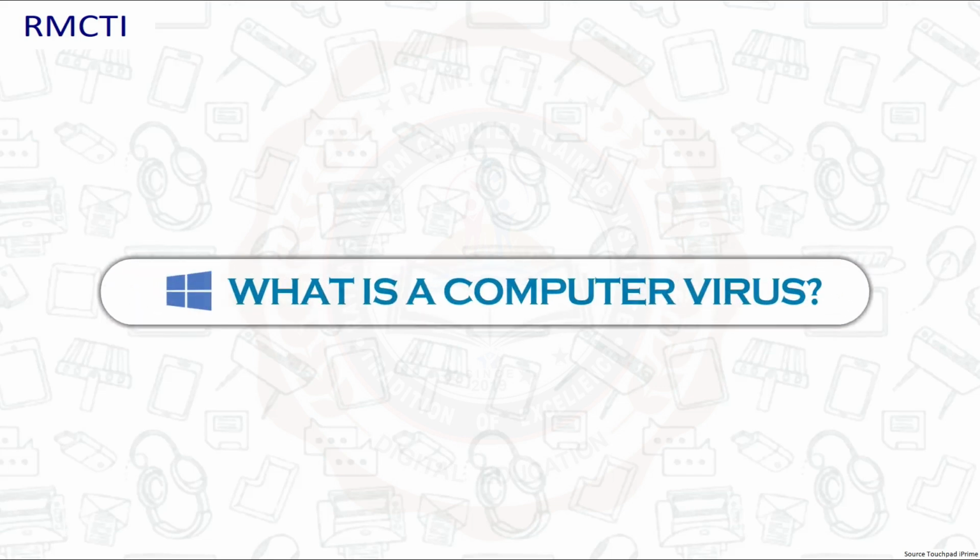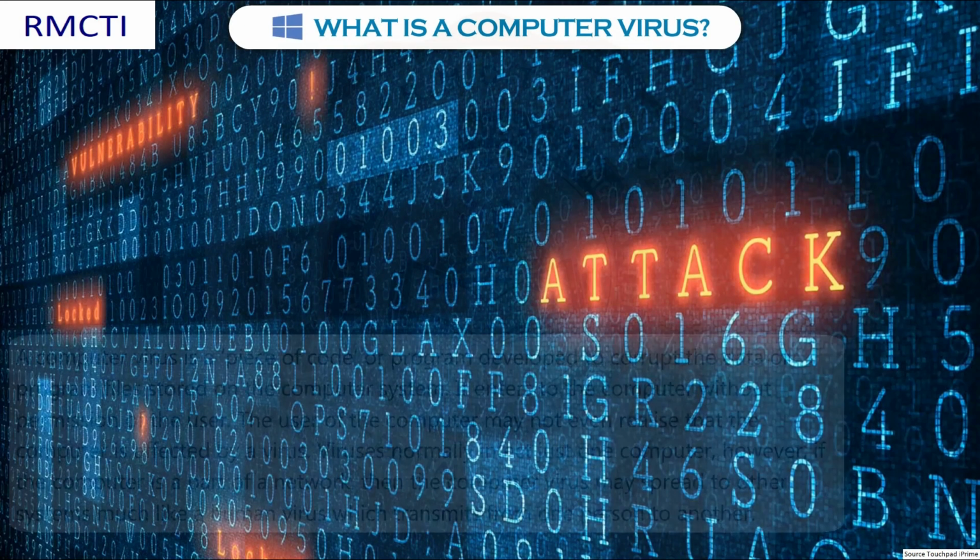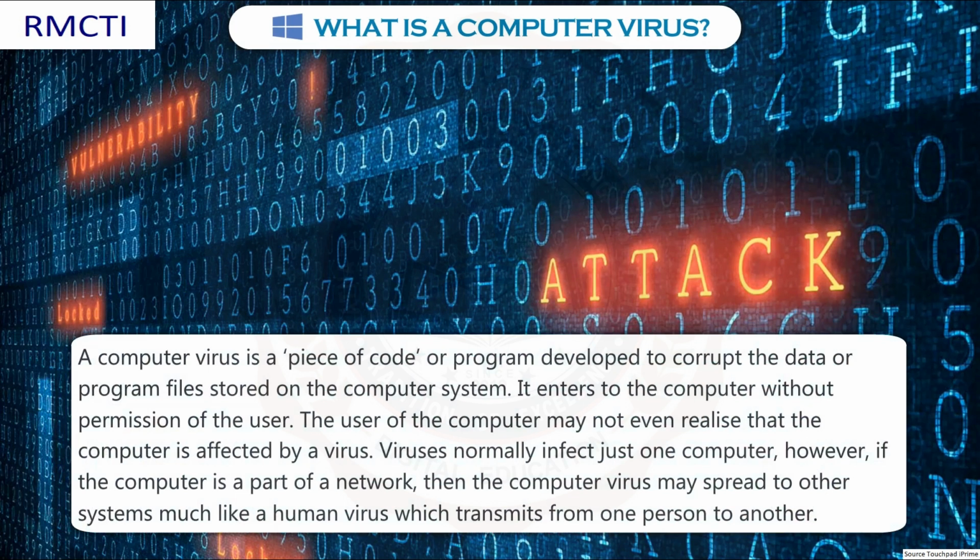What is a computer virus? A computer virus is a piece of code or program developed to corrupt the data or program files stored on the computer system. It enters the computer without the permission of the user. The user of the computer may not even realize that the computer is affected by a virus.